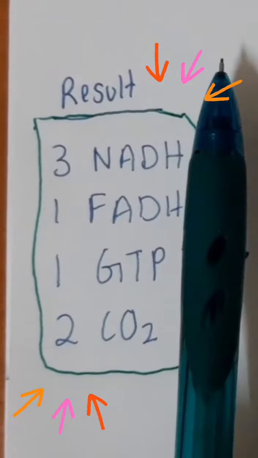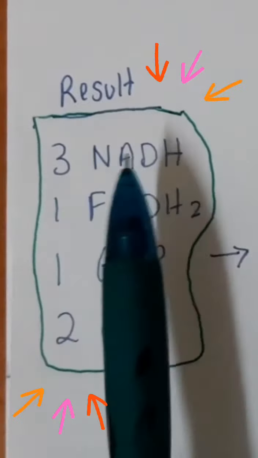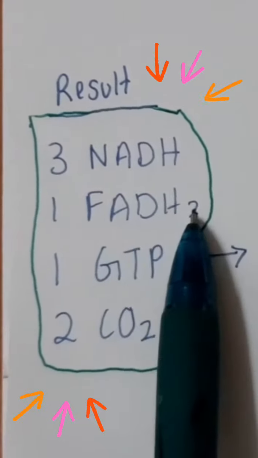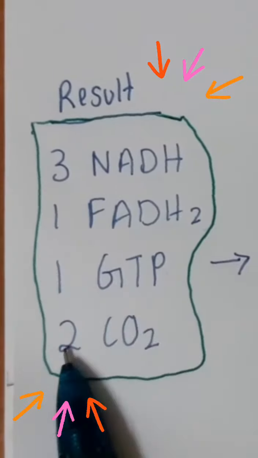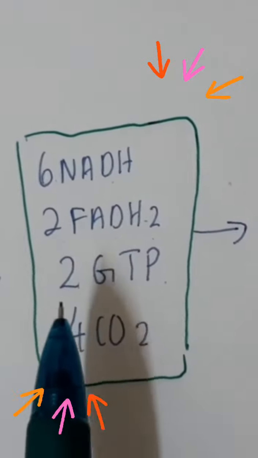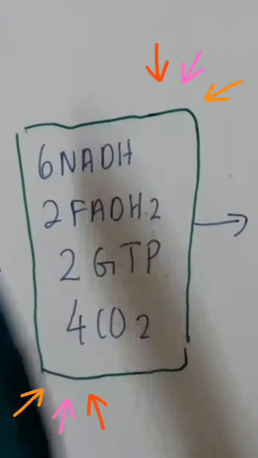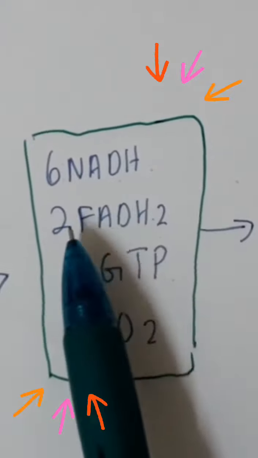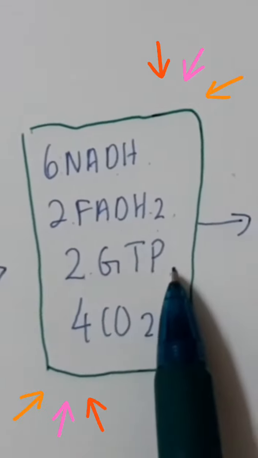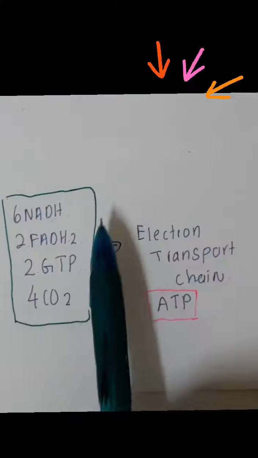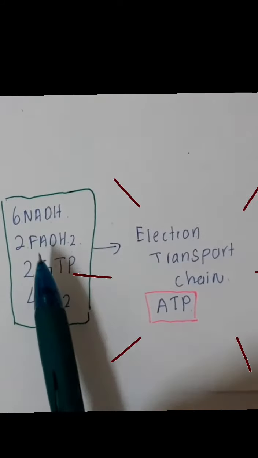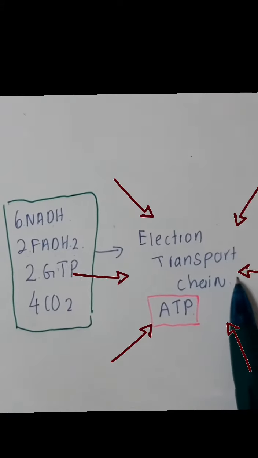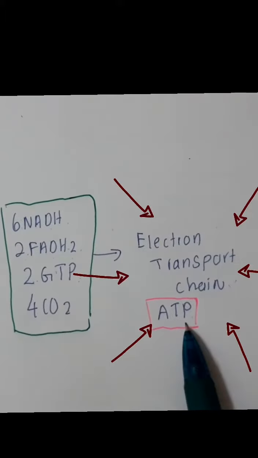As a result of the Krebs cycle, it will produce 3 NADH, 1 FADH2, 1 GTP and 2 carbon dioxide. Since the Krebs cycle repeats 2 times, it will produce 6 NADH, 2 FADH2, 2 GTP and 4 carbon dioxide. The products of the Krebs cycle will transfer to the electron transport chain to generate ATP.